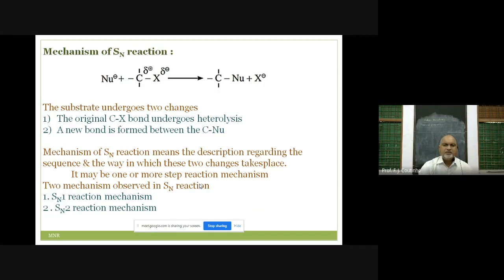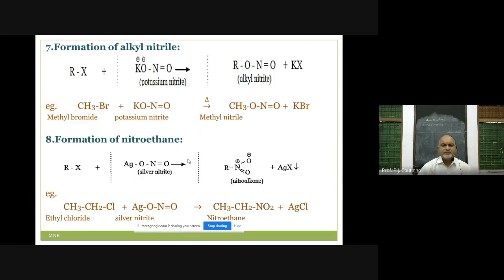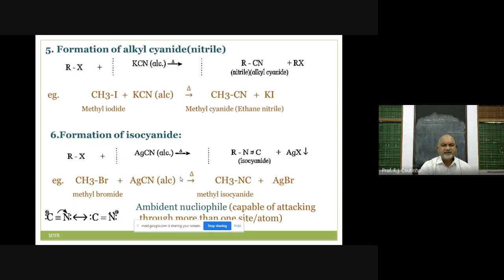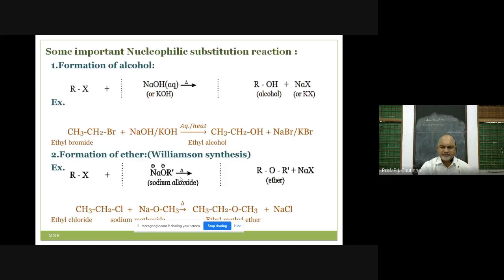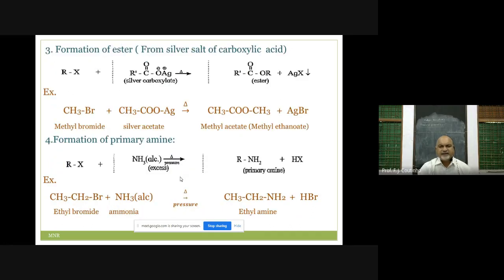Now, we have studied all types of substitution reactions. First, what we studied, we just roughly, hurriedly brush up. First, we have seen we can prepare alcohols from alkyl halides. Second, we saw preparation of ether from alkyl halides by Williamson synthesis. Third, we saw we can prepare esters from alkyl halides using silver salt of carboxylic acids.